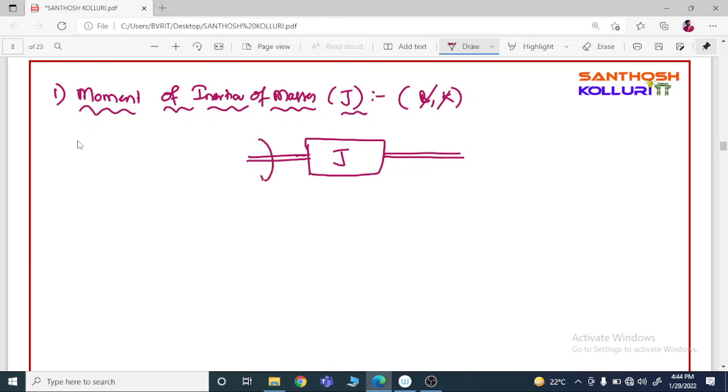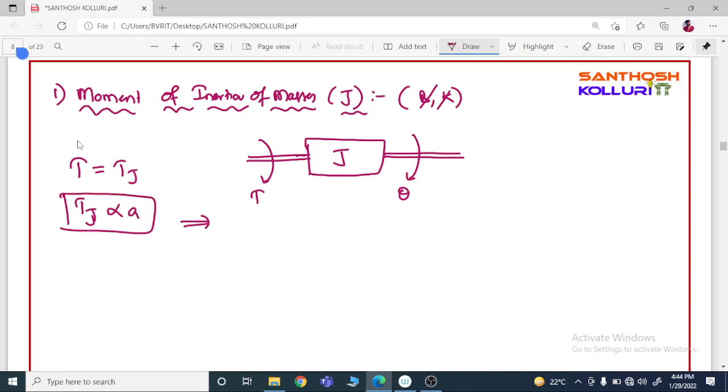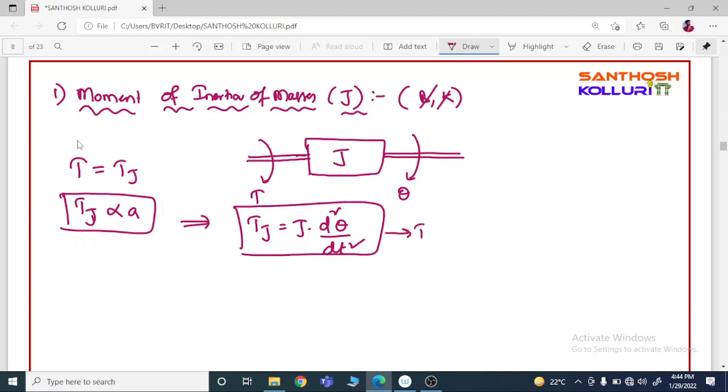When a torque T is applied on this body, it will have some angular displacement theta, and as per Newton's law, applied torque is equal to opposing torque by the moment of inertia of masses Tj, and this opposing torque is directly proportional to acceleration of the body. So this can be written as Tj is equal to J into d square theta by dt square, acceleration of the body. Equation number 1.